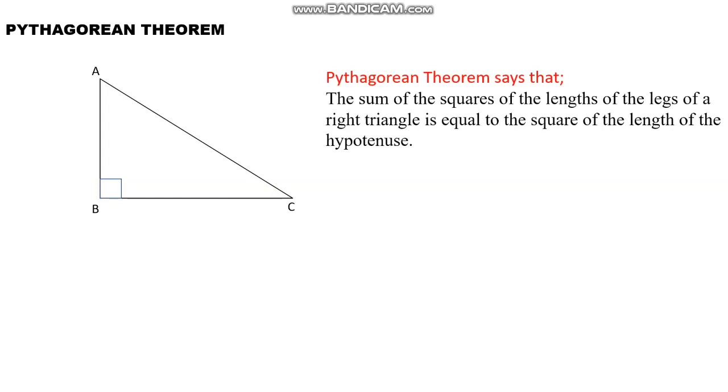The Pythagorean Theorem says that the sum of the squares of the lengths of the legs of a right triangle is equal to the square of the length of the hypotenuse. We should find the legs and hypotenuse first.